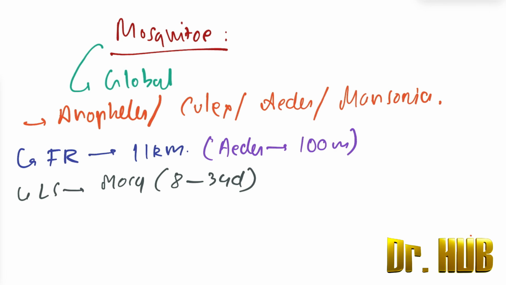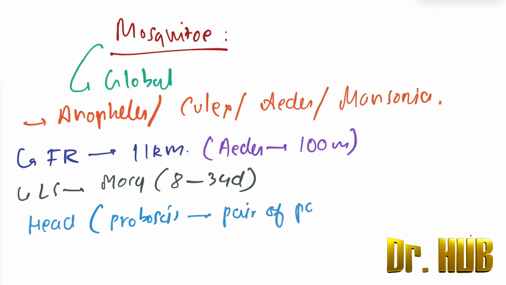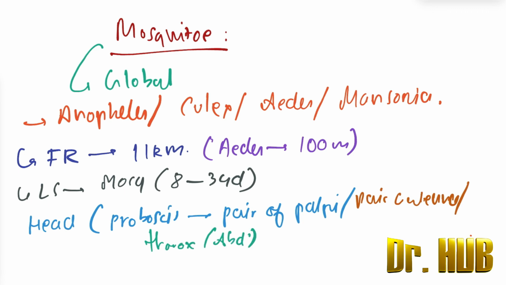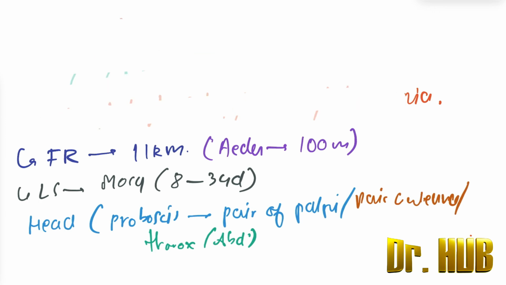Their morphology consists of a head with a proboscis, a pair of palpi, and a pair of antennae. There is a thorax and an abdomen as well. Next, there is also a larval stage, which lasts for about 5 to 7 days.